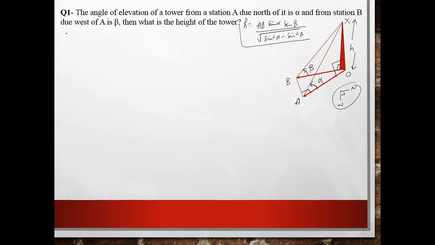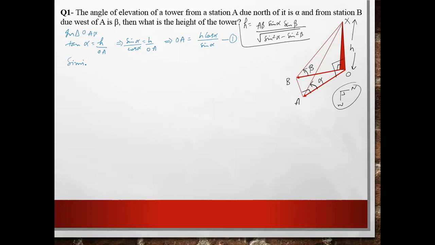Look, consider triangle OAX. So tan alpha can be written as height h upon OA. Or I can write tan alpha as sine alpha upon cos alpha equals h upon OA, or this OA can be written as h cos alpha upon sine alpha. Consider this as equation 1.